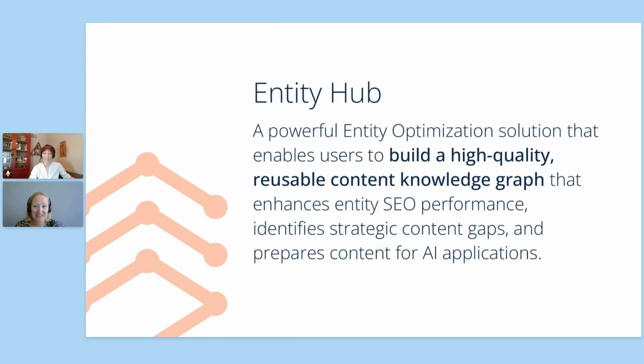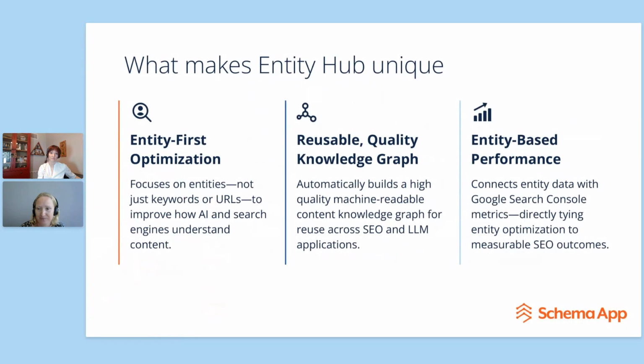So good news. This is why we built Entity Hub. And I'm so proud at Schema App that we get to innovate with our customers to bring what they need, ideally ahead of the market, ahead of others. And so Entity Hub is this powerful entity optimization solution that's going to put in your hands the ability to manage those entities and really build this reusable content knowledge graph. So without further ado, Jasmine, can you walk us through more about what Entity Hub is, what the values of it are, and then let's get into the weeds of the features and tools.